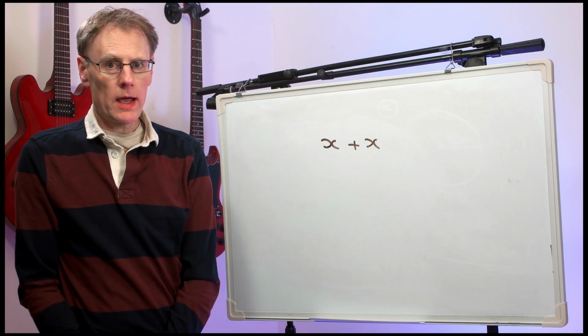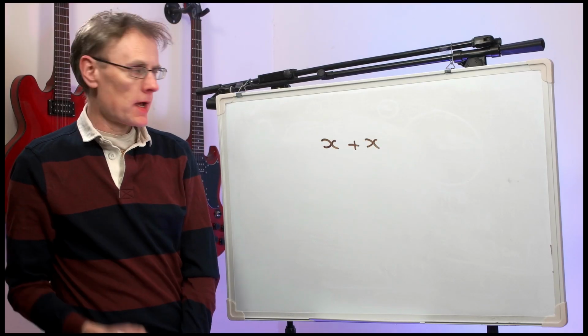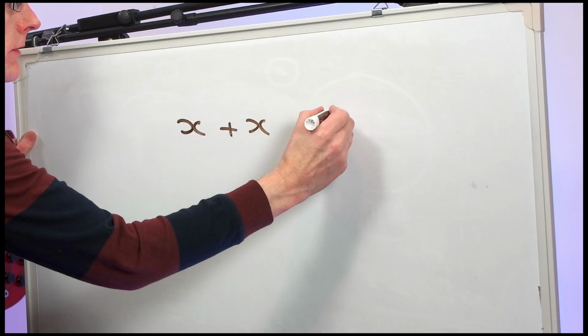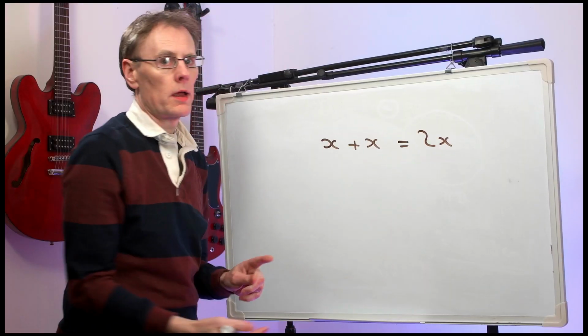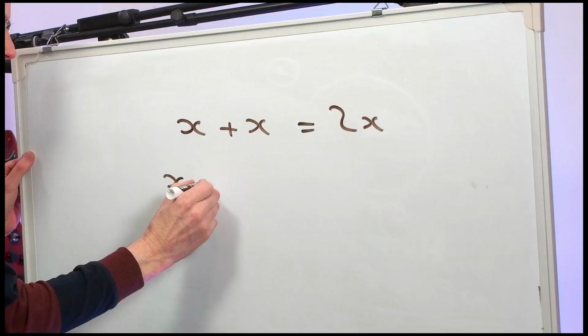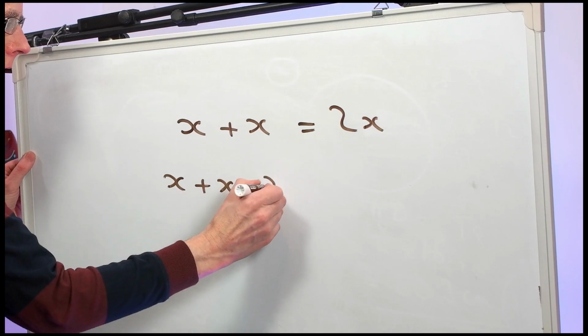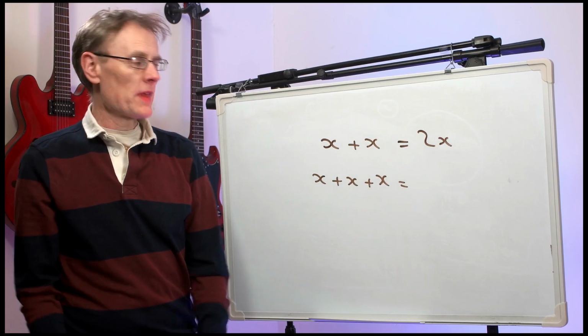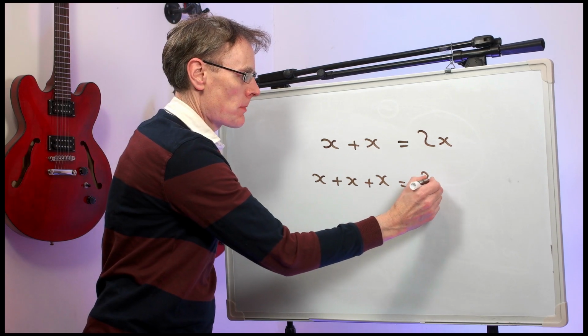What is x plus x? X plus x is 2x. You have 2 x's, like 5 plus 5 is 2 5s. What about x plus x plus x? Well, that's 3x. Pretty simple stuff.